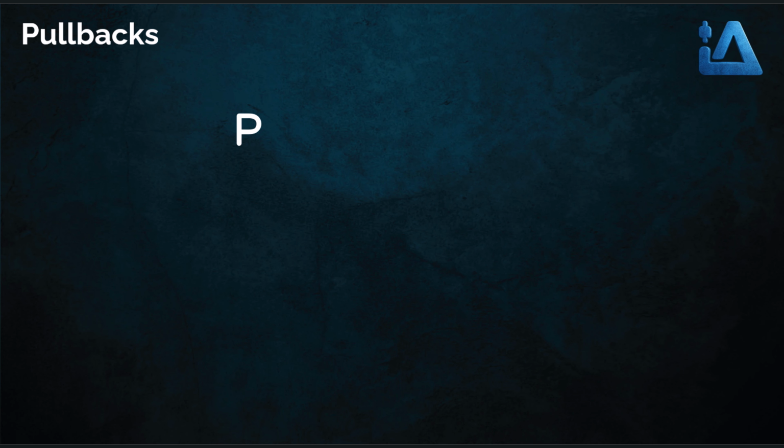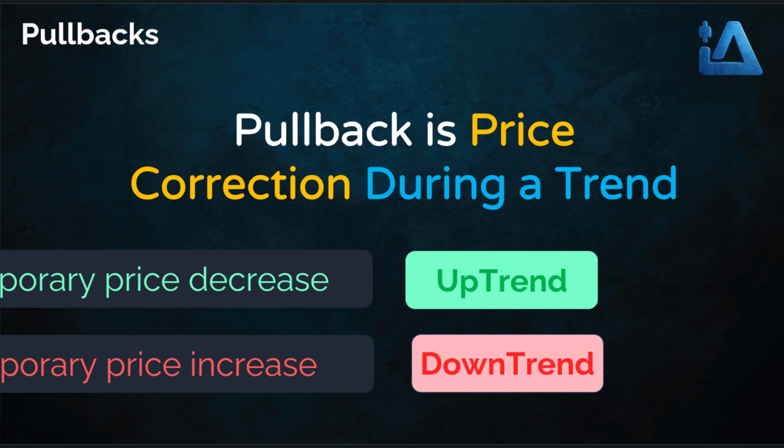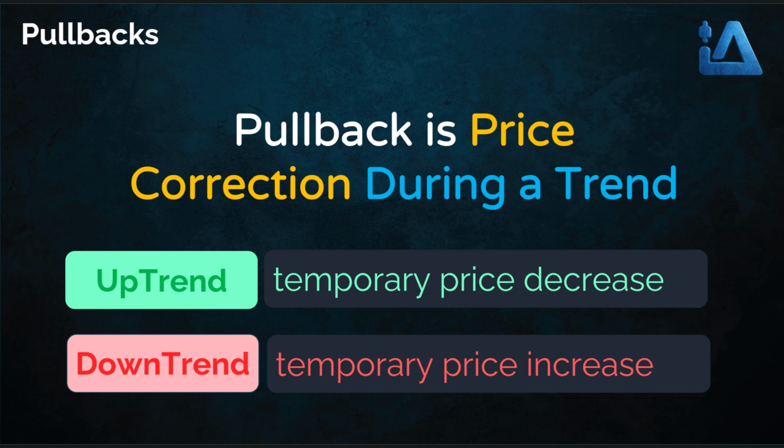Pullback. A pullback is a temporary move against the trend, or a temporary price correction during a trend. The market is always moving, and price doesn't just go straight up or straight down. Along the way, it also pauses now and then. In an uptrend, a pullback is a temporary drop in price. And in a downtrend, it's a temporary move up in price.